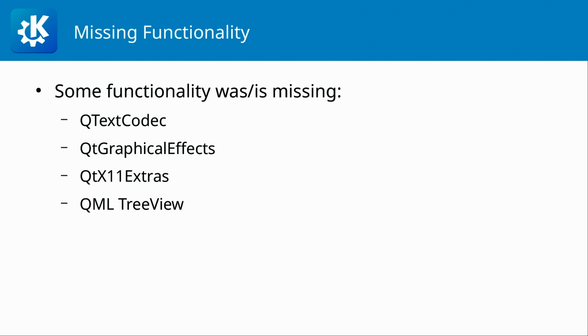And when porting our QML code from Quick Controls 1 to Quick Controls 2, we found that some components were missing. Like, for example, for quite some Qt6 releases, there simply was no QML TreeView that was usable for us. And only with, I think, 6.3, we actually got a proper TreeView component that we could use.